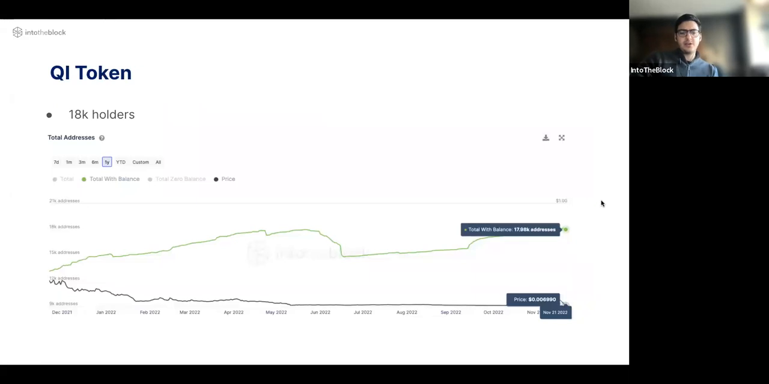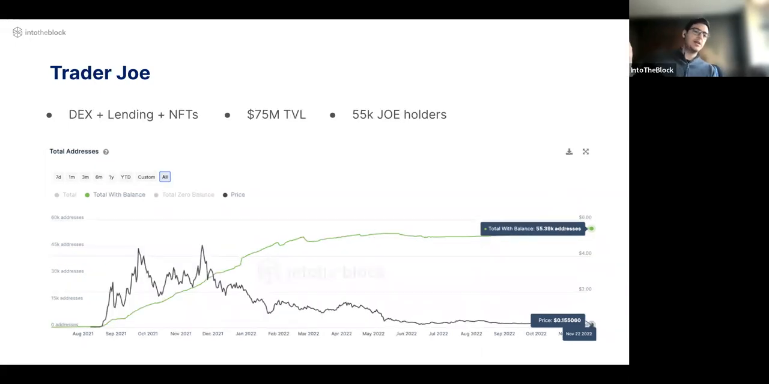In terms of the QI token itself, Benqi's governance token has about 18,000 holders. It's increased year over year. Then the second largest Avalanche native protocol is Trader Joe. They started as a decentralized exchange. It's themed, I guess, kind of like a video game, and it got a lot of traction back in 2021. Then they expanded into Banker Joe, their lending protocol, and more recently they launched NFTs, or at least it's been announced.